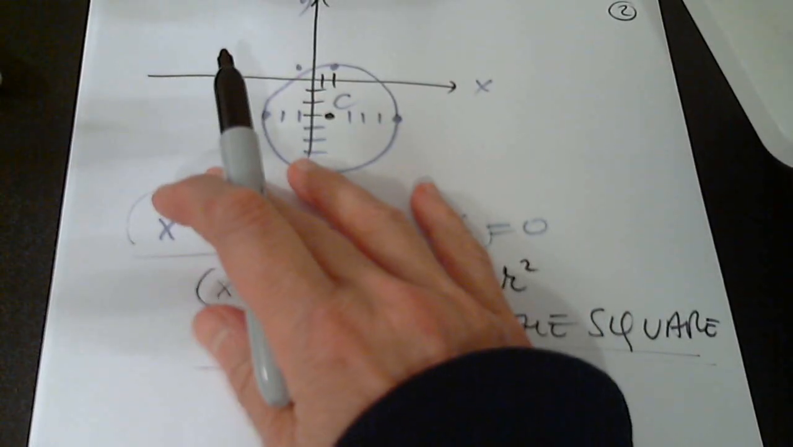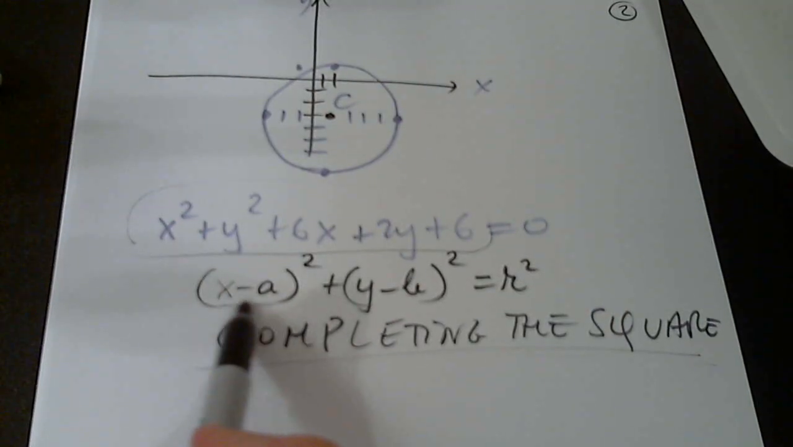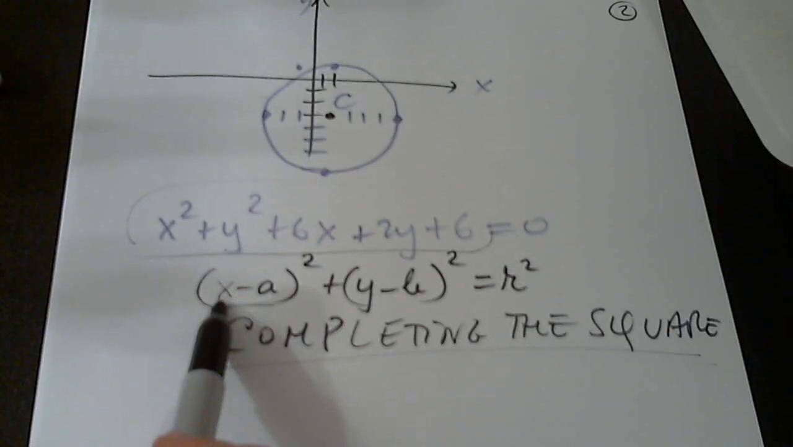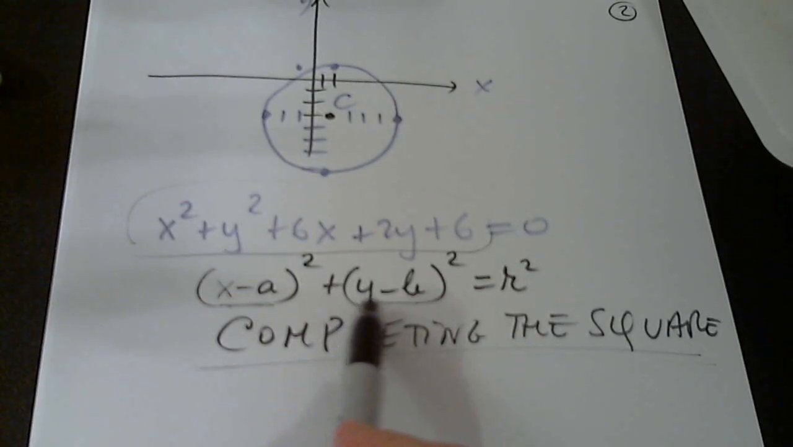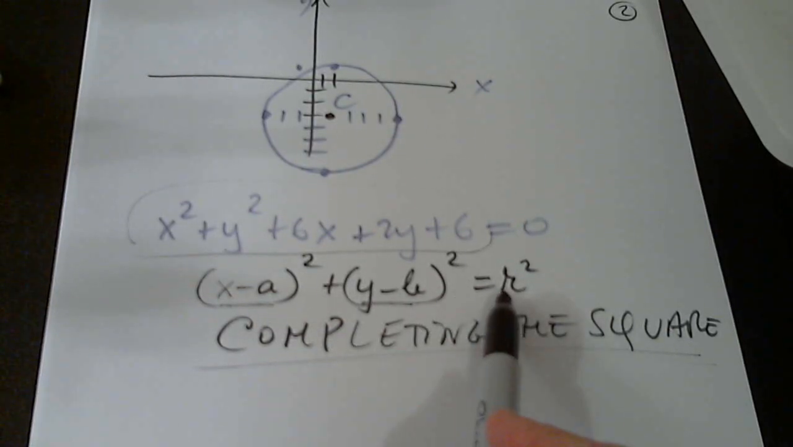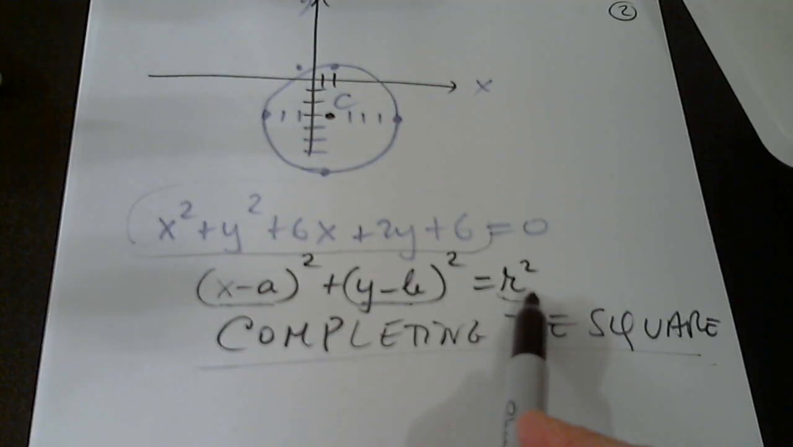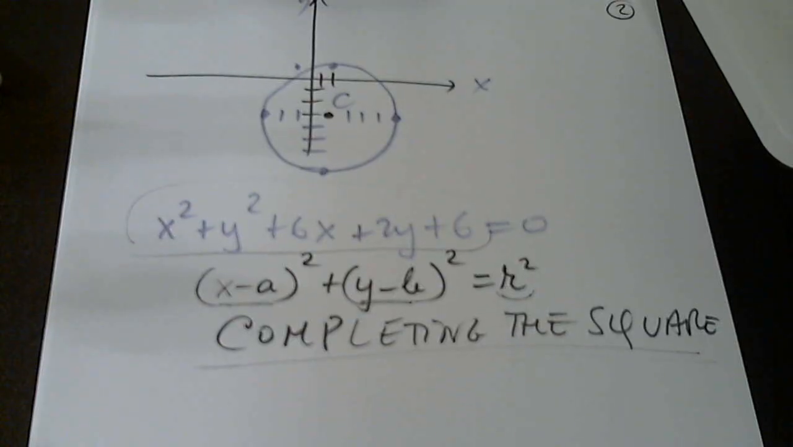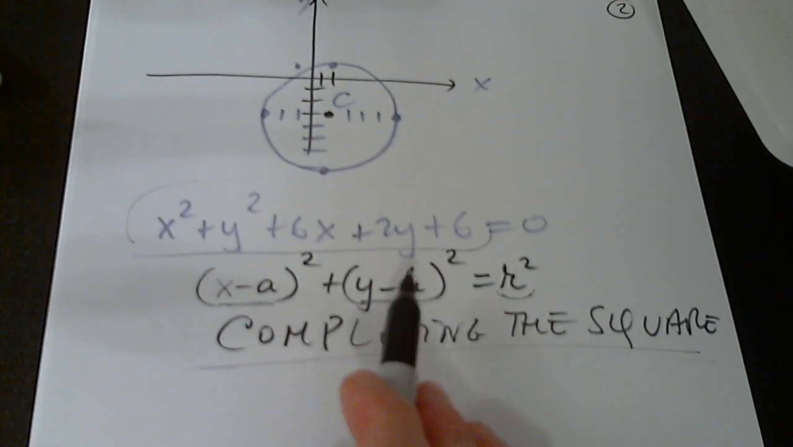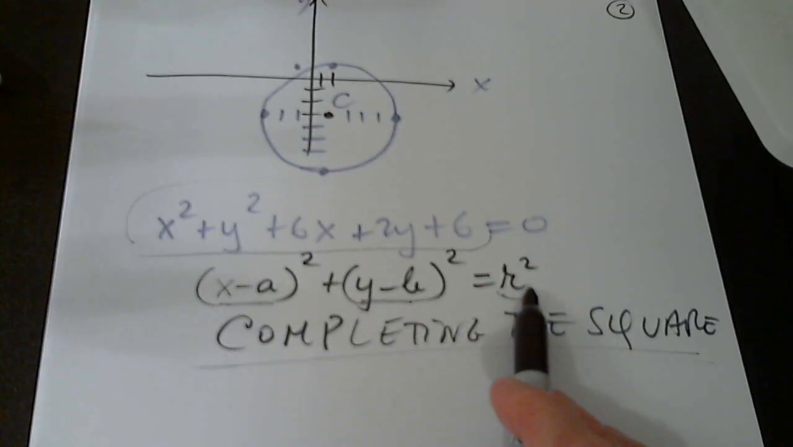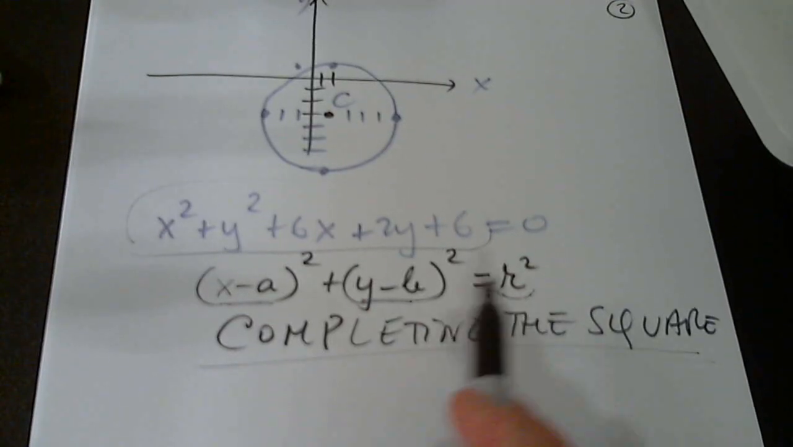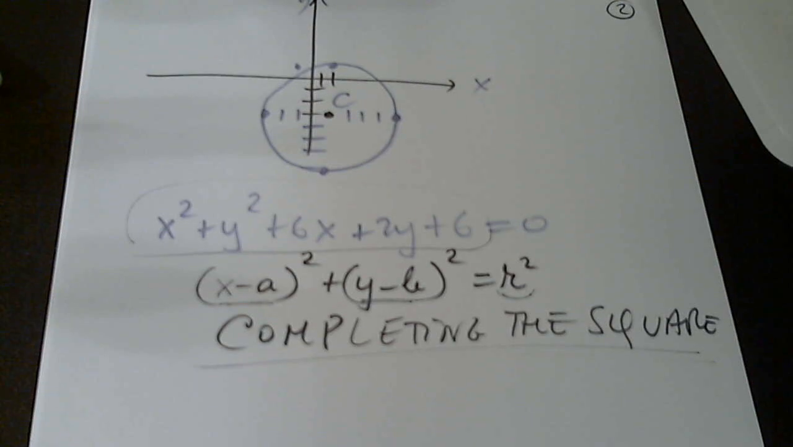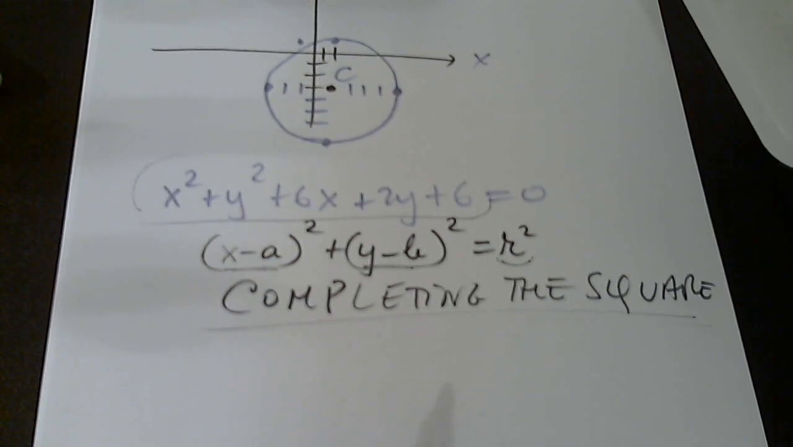If somehow I can complete the square with x and complete the square with y and get only one number here, I'm in business, meaning this is the equation of a circle. But if I cannot do this, and I don't have a positive number on the other side, then that's not the equation of a circle. So let's review this method.